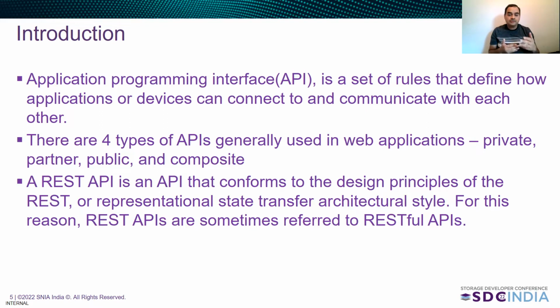Then you may want to expose this to your partners, because your partners are an extension of your team. You want to get information from them and share information with them. Eventually, it goes public when you want to expose it to the world altogether, right? So these are the general categories of APIs, and REST API is another type of API.